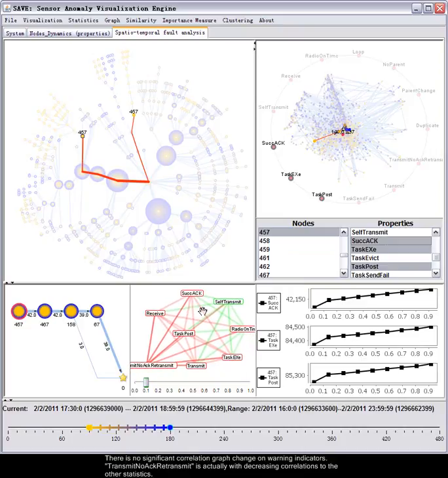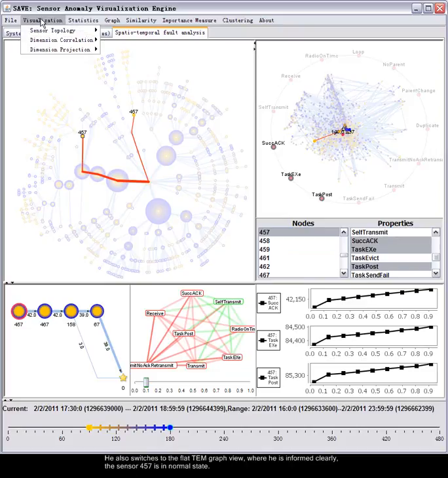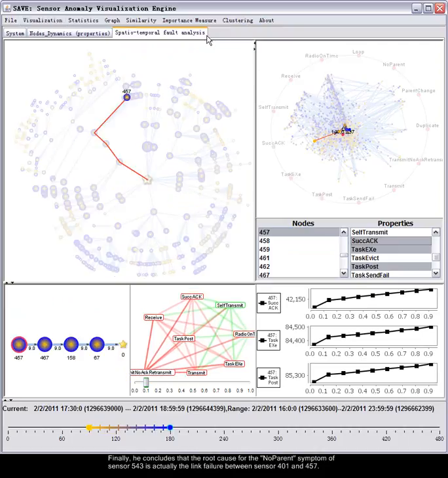Transmit no ack retransmit actually has decreasing correlations to the other statistics. He also switches to the flight time graph view, where he is informed clearly that sensor 457 is in a normal state.